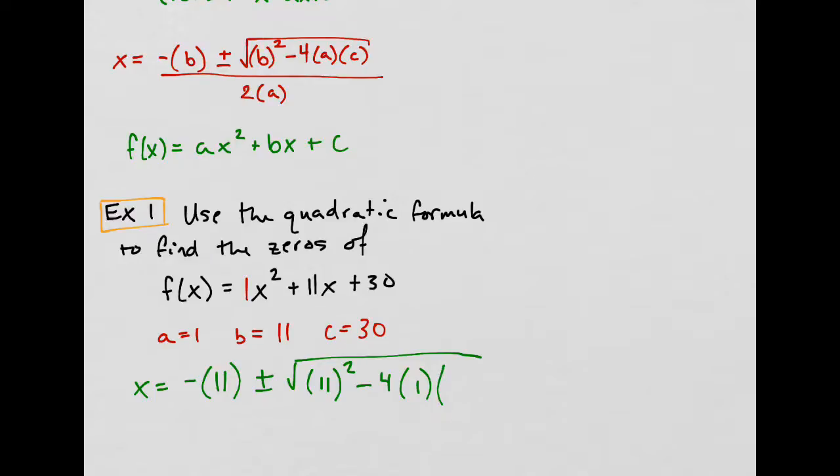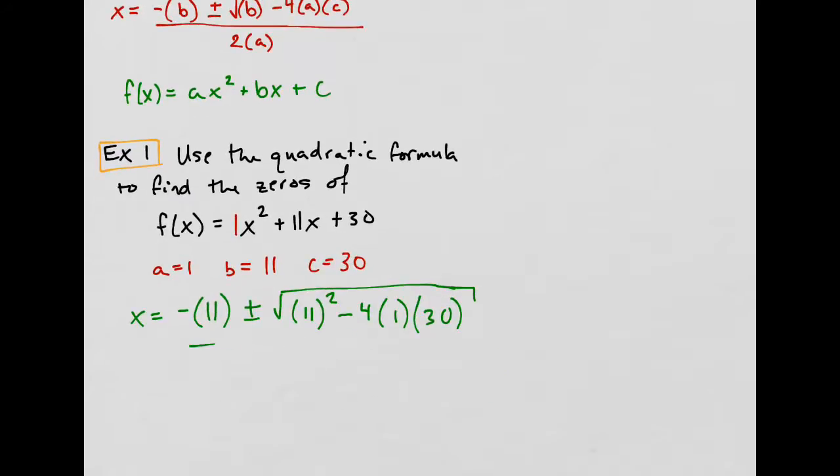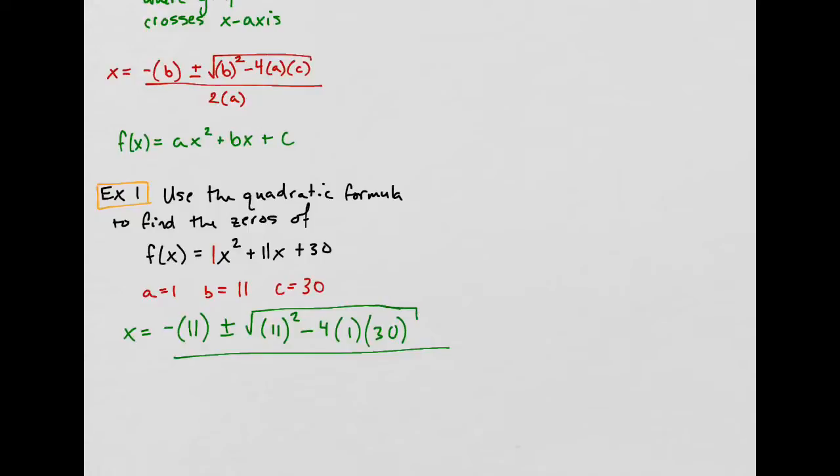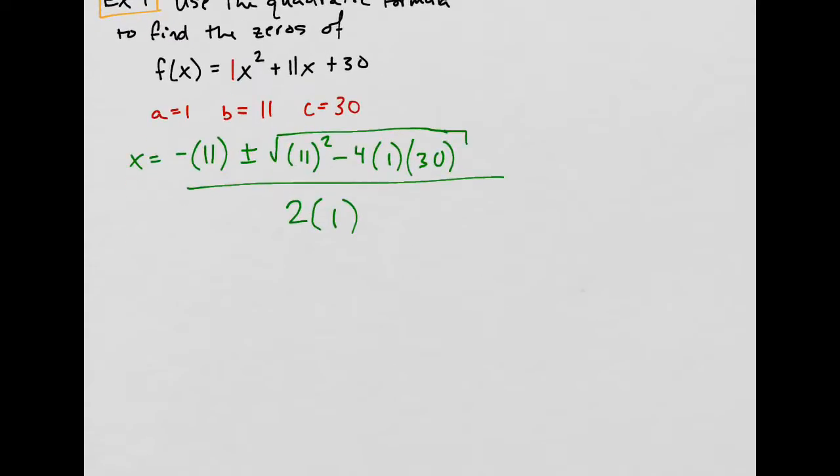And then we have C. We have to put in the C value. That's just 30. We're multiplying this stuff, so we're going to have to simplify this using PEMDAS. And then that's all divided by 2 times A. A is just 1. Okay, let's start to simplify.